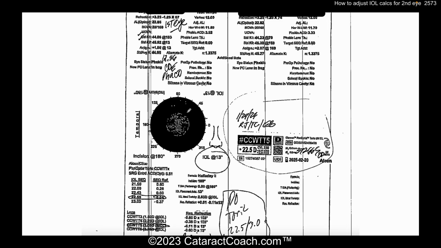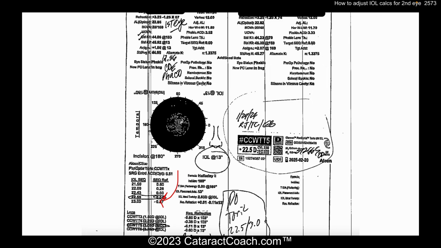This looks like Holladay 2, and looking at here, we've got a calculation of 22.5, should be just about perfect plano. The toric lens here is the T5, which is 3 diopters of cylinder correction on the IOL, which means about 2 diopters at the corneal plane. So again, everything looks normal here.